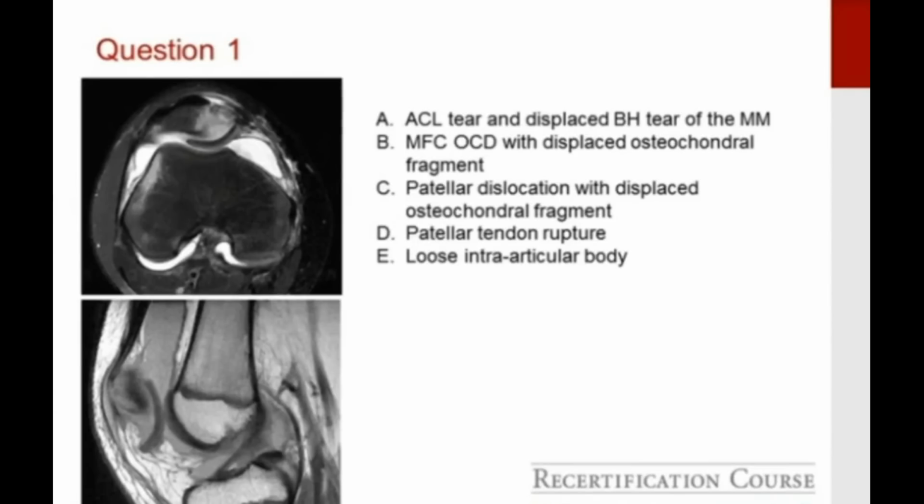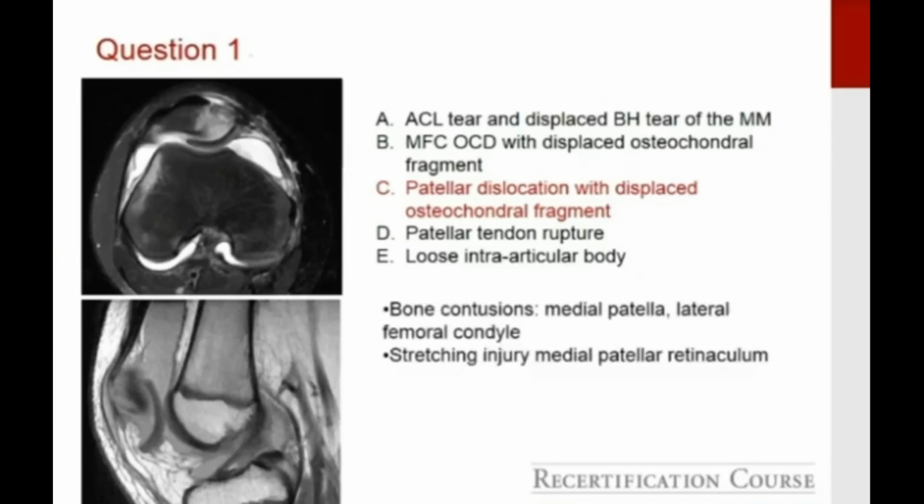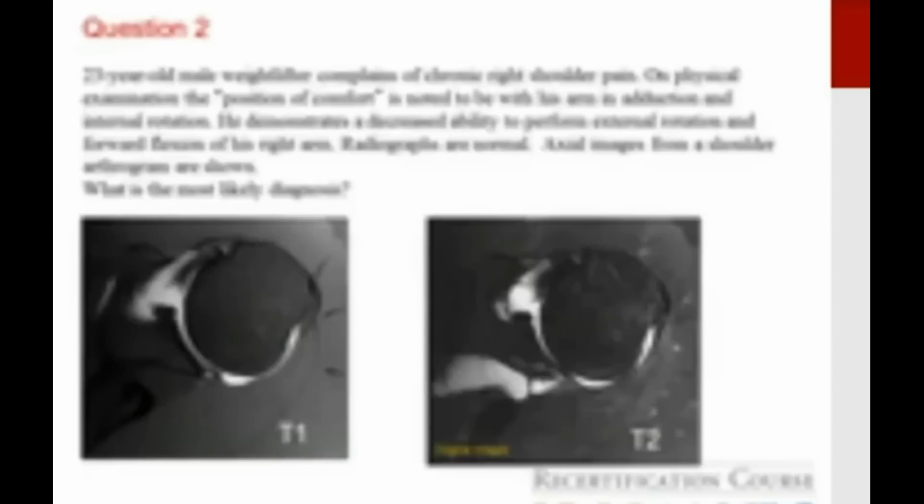And the most correct answer for this particular case is going to be a patellar dislocation with a displaced osteochondral fragment. In this particular case, we can see that there's marrow edema in the lower pole medial patellar facet and along the anterior peripheral margin of the lateral femoral condyle. We see this large detached and displaced chondral fragment associated with this large hemarthrosis, and the proper diagnosis is patellar dislocation with a displaced osteochondral fragment.